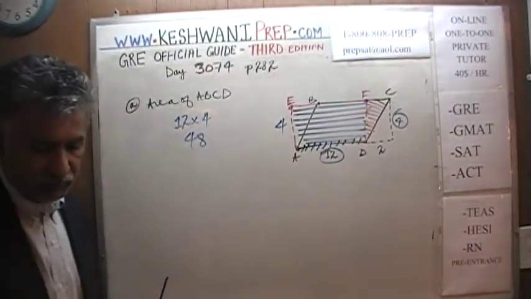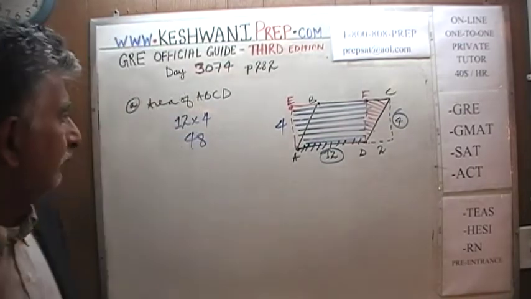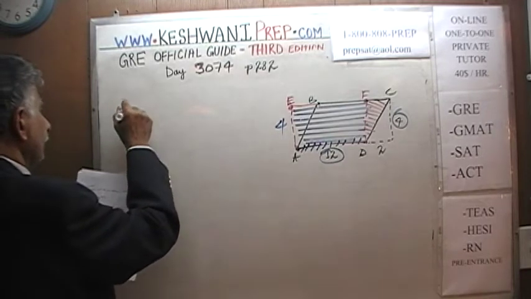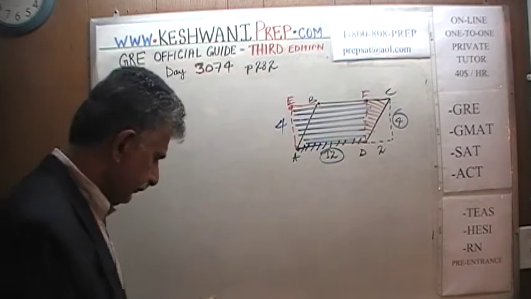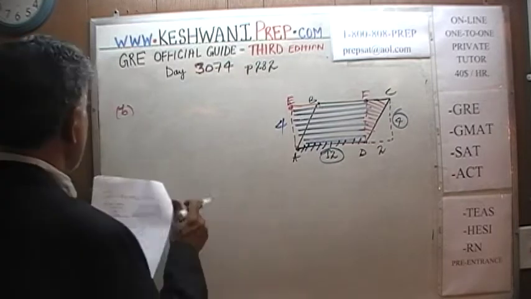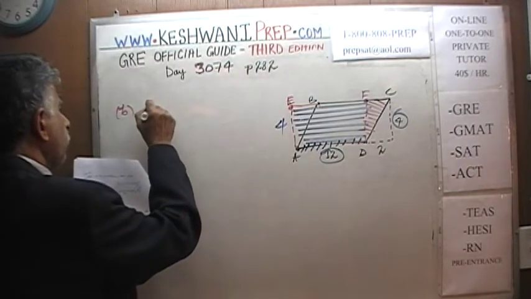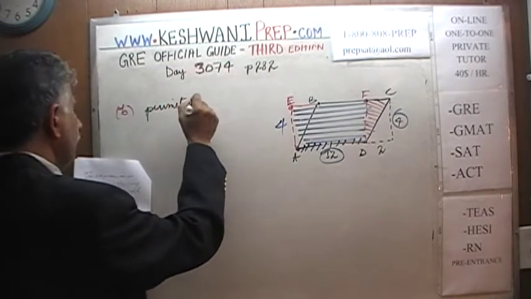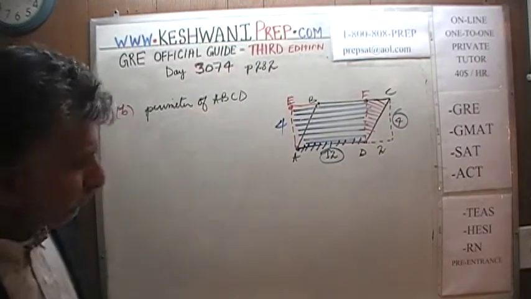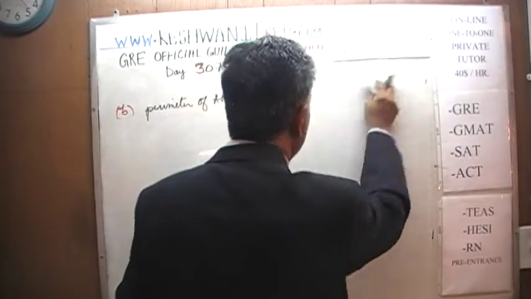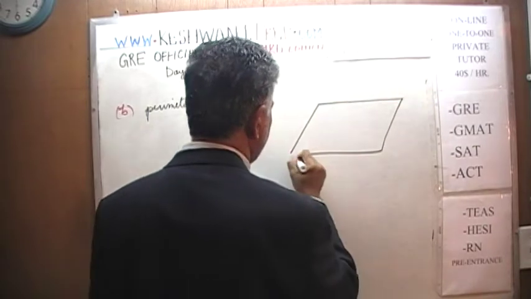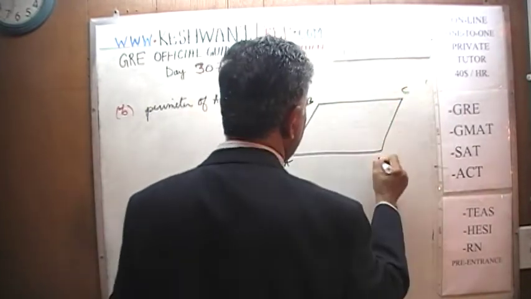The next thing we want to know is the perimeter of A, B, C, D, which is going to be a little tricky. Let's get rid of this red marker. Perimeter of A, B, C, D. Well, in order to find it, we have to redraw this. This is too ugly now. It's too crowded. So we have A, B, C, D. Here's our parallelogram.